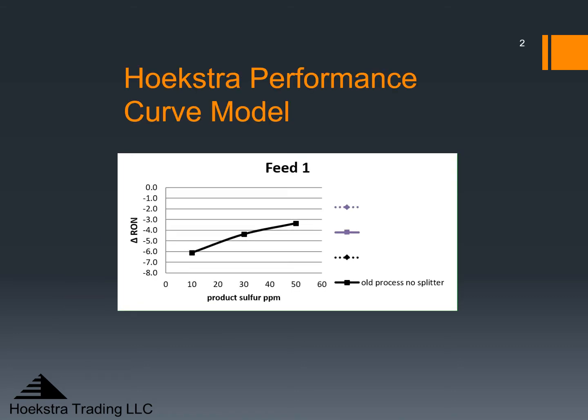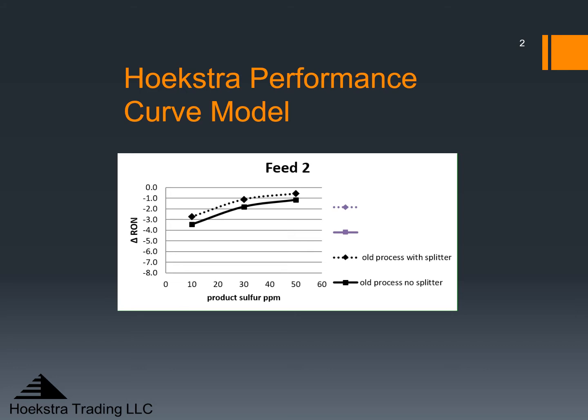This is the performance curve, delta RON octane versus product sulfur, for a feed we have analyzed. This is a full range feed. Now we change the feed, everything else is the same, and we see the curve shifts up quite a lot, just due to the differences in the feed composition.